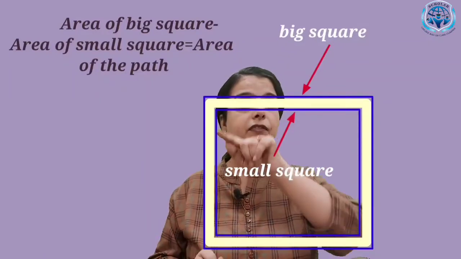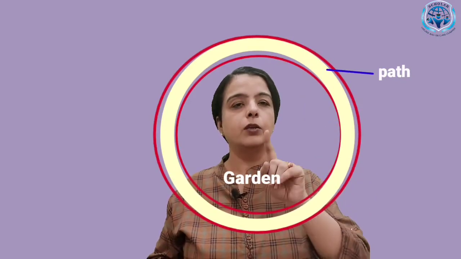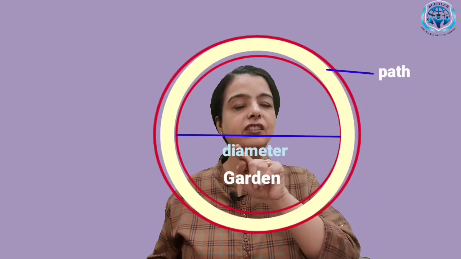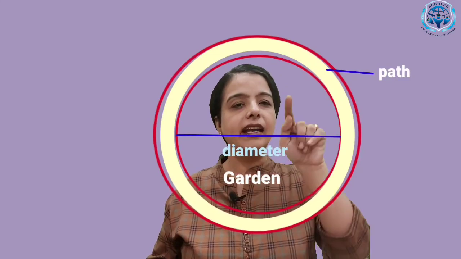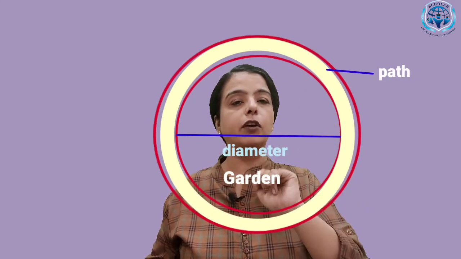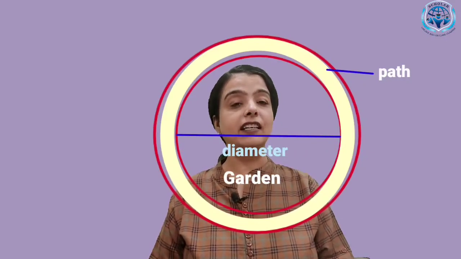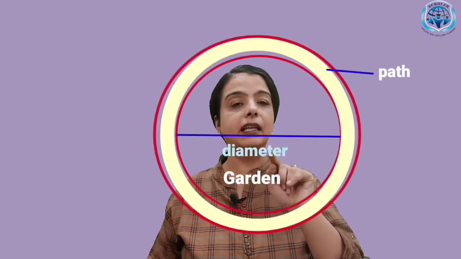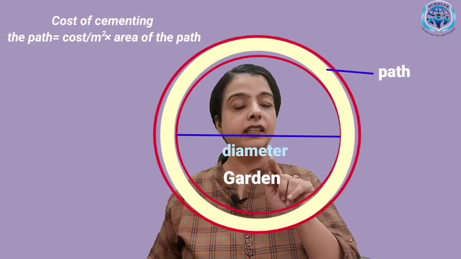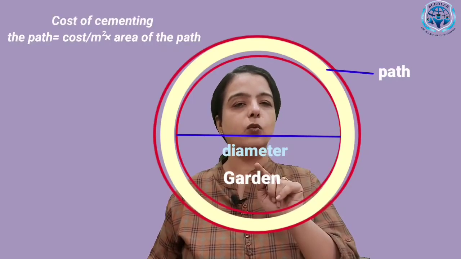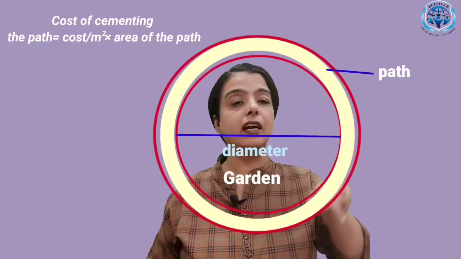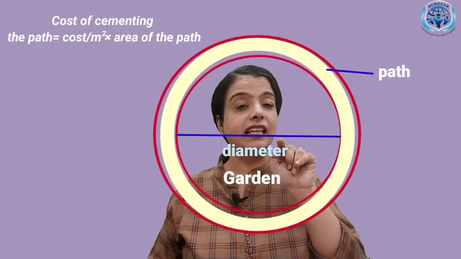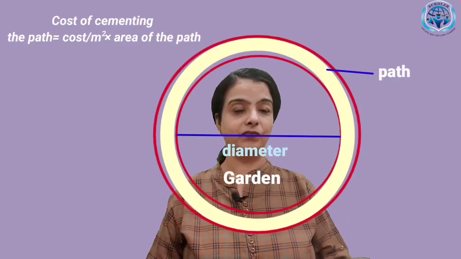Understood? If there is a circular garden, you need to find out the cost of cementing the path around this garden. You have been given the diameter of the garden and the width of this path. What will you do? Yes, you will find out the area of the path and multiply it with the cost per meter square or cost per centimeter square. Now you have to find out the area of the path with the given diameter and given width.